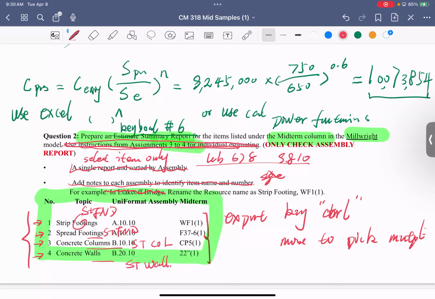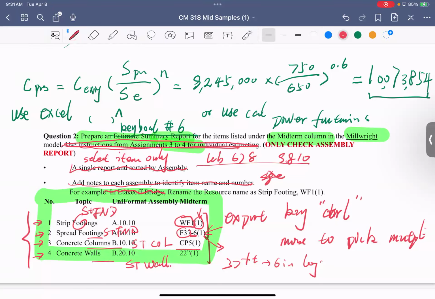And you will have the WF1. I think you already did this one, but please only do one piece. So this one refers to one piece. You have the footing F37-6. That means this is 7 foot plus 6 inch long, and you will only do one side, one piece.